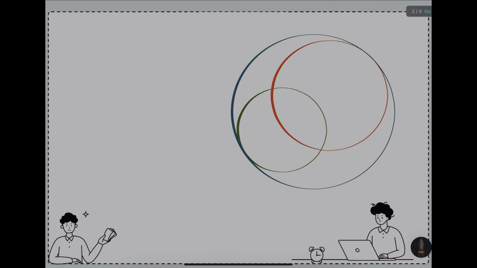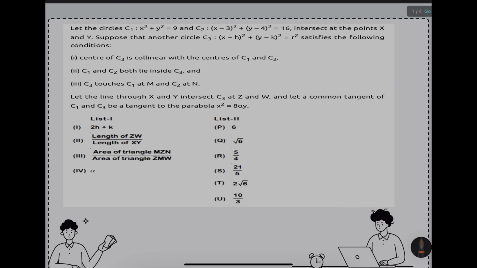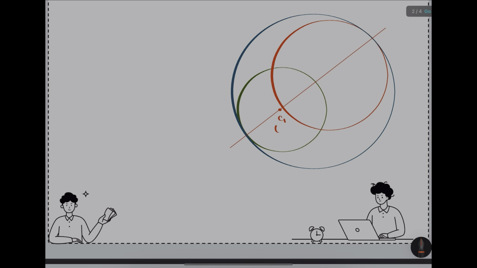They are saying that the centers are collinear. Now look at this. Suppose that this is the center of circle C1. You know that its center is 0 comma 0 and radius is 3.